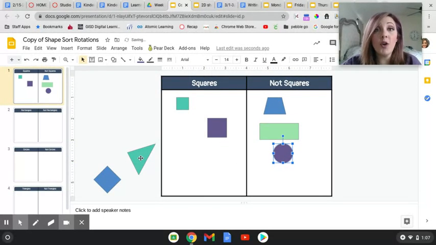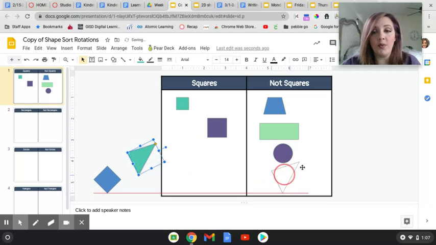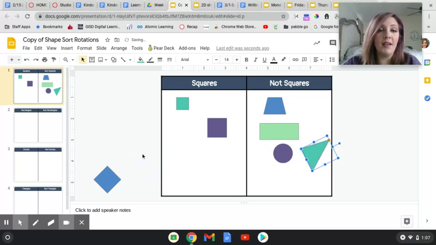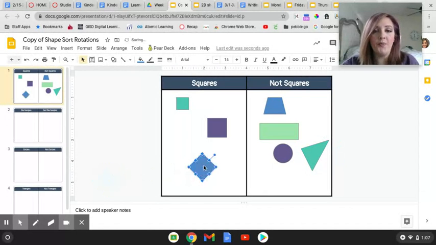This one is our triangle. It has 3 sides and 3 corners. It also goes on our not square side. And our last shape right here. So let's look carefully at this one. I see 1, 2, 3, 4 sides and 1, 2, 3, 4 corners, and all the sides seem to be the same length. So that is also a square. Let's look at our next slide.